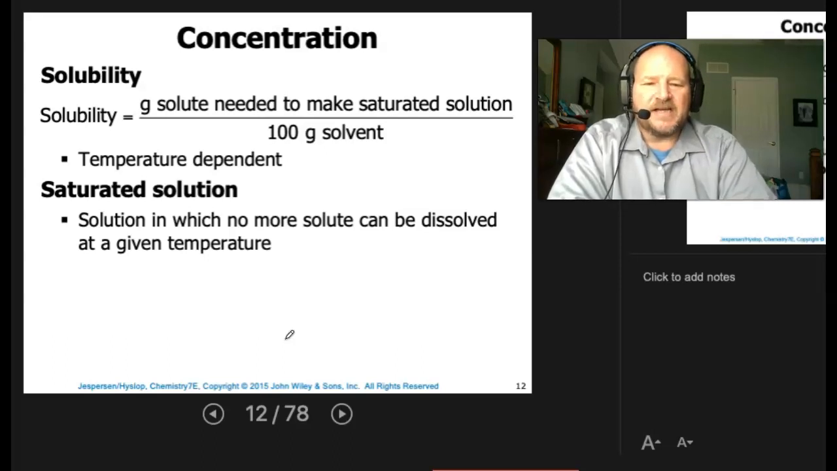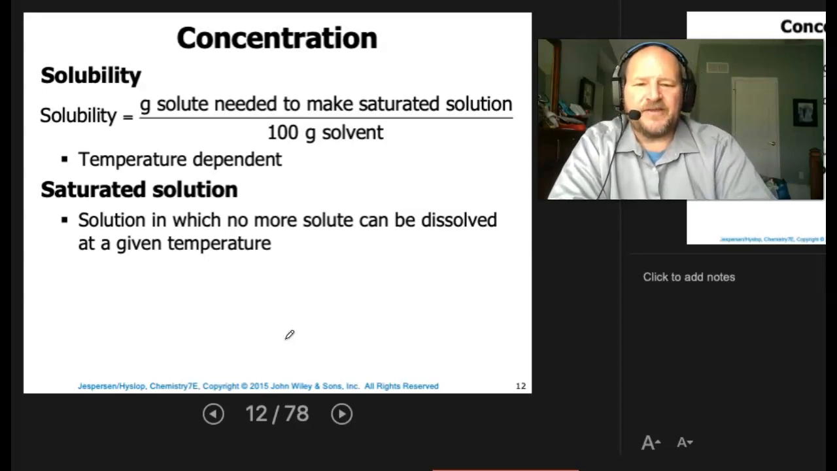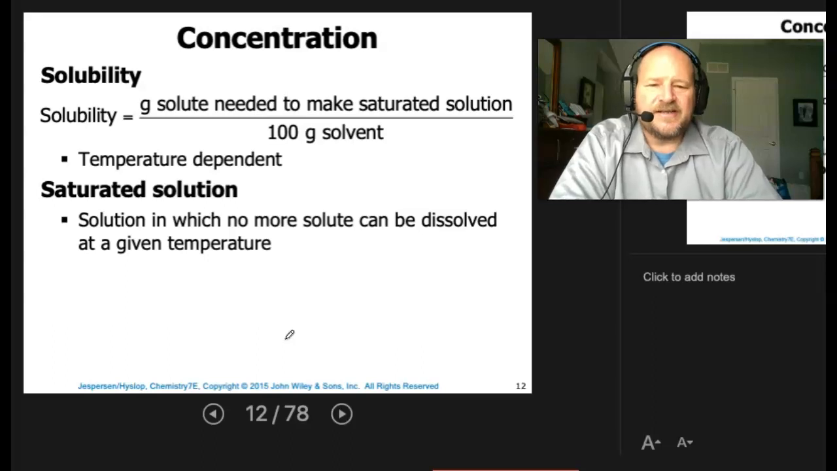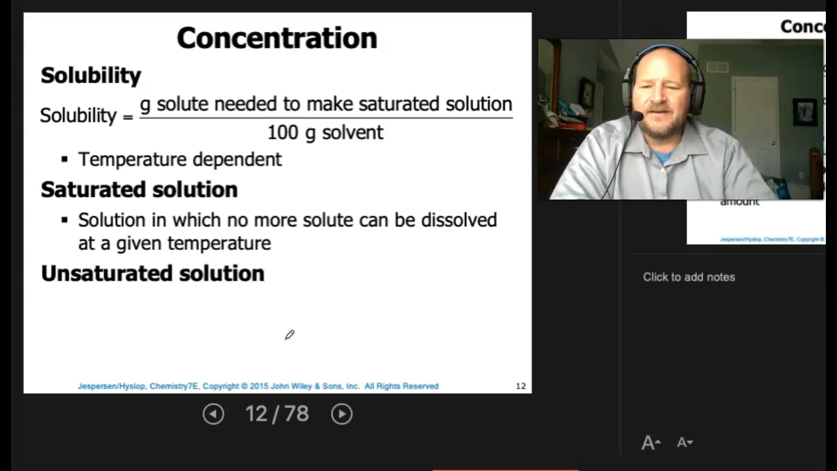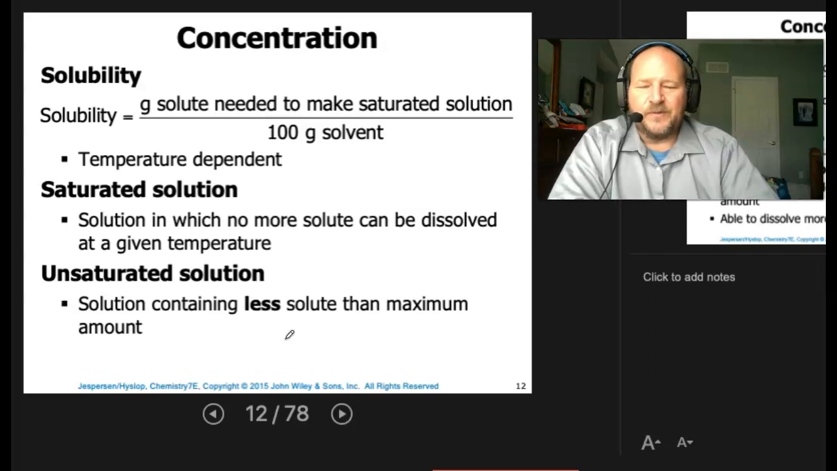And if you've ever ordered a glass of iced tea at a restaurant and they bring you unsweetened iced tea and then they bring you sweeteners, you know you can put like 3 bags of sugar into that iced tea, and at the bottom you'll have a layer of sugar. That's because you have saturated the solution. It can hold no more. An unsaturated solution would be one that's not holding the maximum amount.